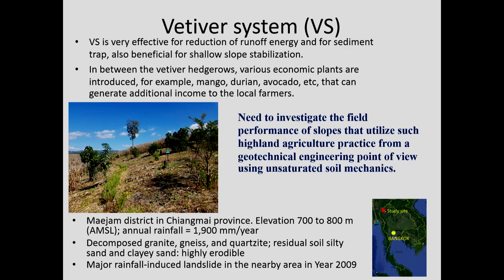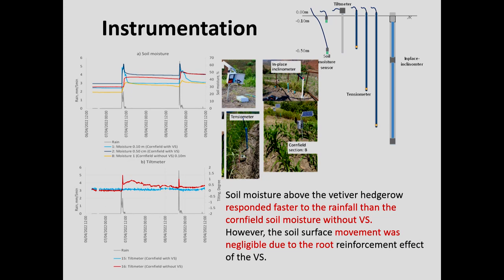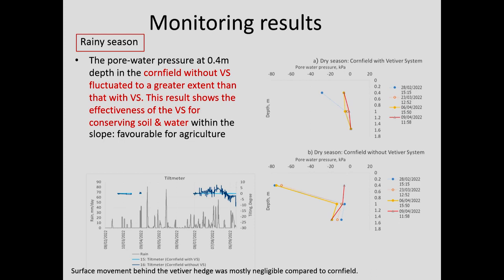We selected one of the plots where they use the vetiver system for soil and water conservation, and we installed some instrumentation to look at the change in the soil moisture in the ground and the water pressure, and also the surface movement. We see the potential of the vetiver system to conserve the soil and water. It maintains the soil moisture at optimum conditions, and the movement is very well arrested by the vetiver system.